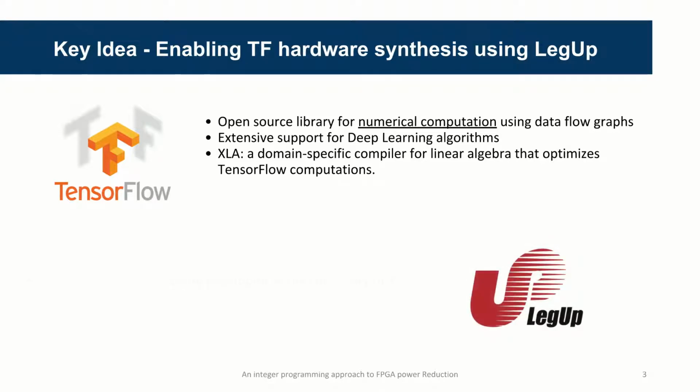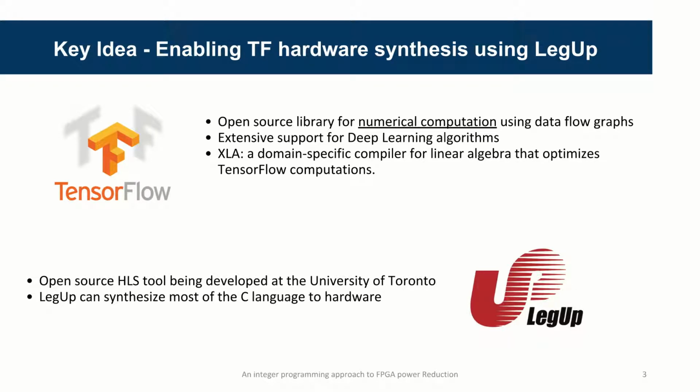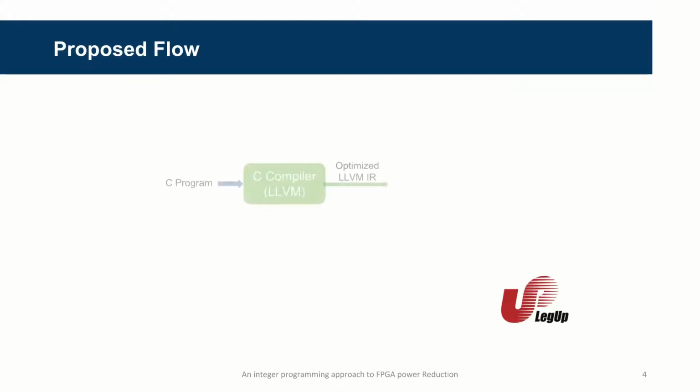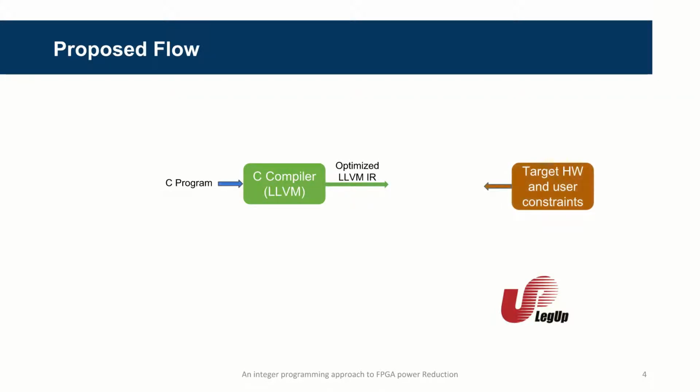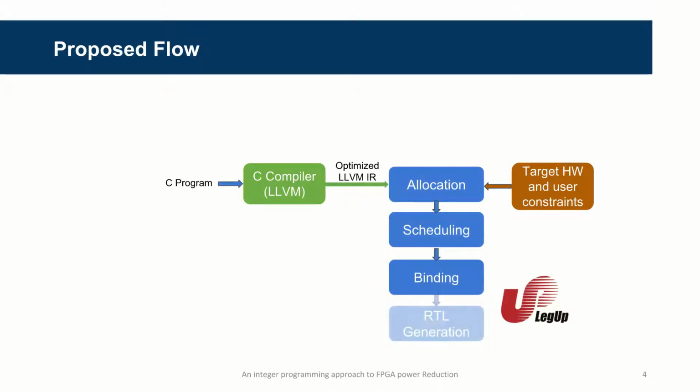On the other hand, we have LegUp. LegUp is an open source HLS tool being developed at the University of Toronto, and it can synthesize most of the C language to hardware. A normal LegUp flow looks like this. First, a C program is fed to a C compiler, and then optimized LLVM IR is generated. When this information is combined with the target hardware and user constraints, we're able to perform allocation, scheduling, binding, and RTL generation, resulting in synthesizable Verilog.